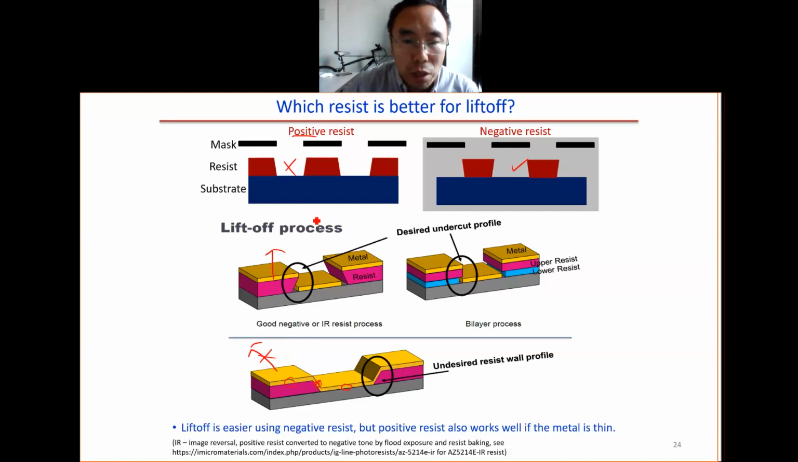Positive resist is not good. But normally, positive resist will work if the metal is thin. For example, if the metal is less than 100 nanometers, the positive resist probably will work.